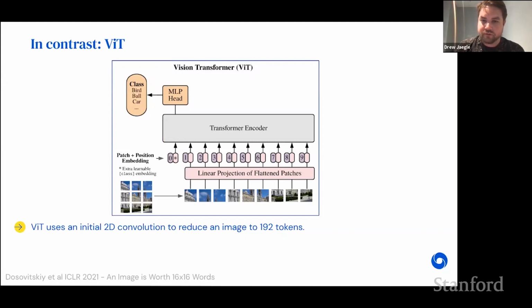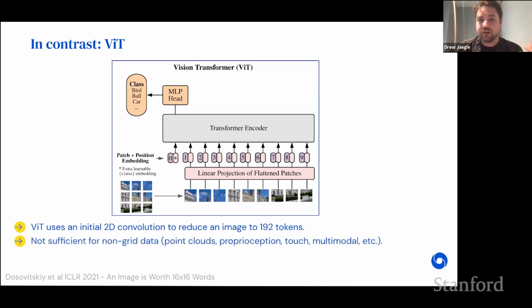One is that vision transformers do use an input 2D convolution. This is often phrased in terms of input patches. It's a special case of a 2D transformer, so it does restrict the class of inputs you can use it for. And because we're building this patching or convolution into it, this approach really isn't sufficient to get it to work on non-grid data. There are other ways you could adapt it, but this is something that you will have to special case for every domain you're looking at.